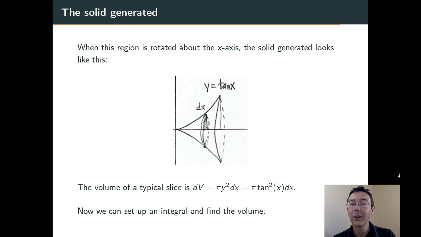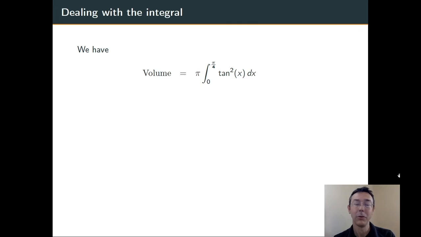We're going to want to integrate that over the full range of x values where we actually get disks. So in this case, from 0 to pi over 4. The volume is going to be given by pi times the integral from 0 to pi over 4 of tangent squared x dx. How do we integrate tangent squared? We don't have an anti-differentiation formula for that. Fortunately, there's a trig identity that will help us out. Tangent squared of x is equal to secant squared of x minus 1.